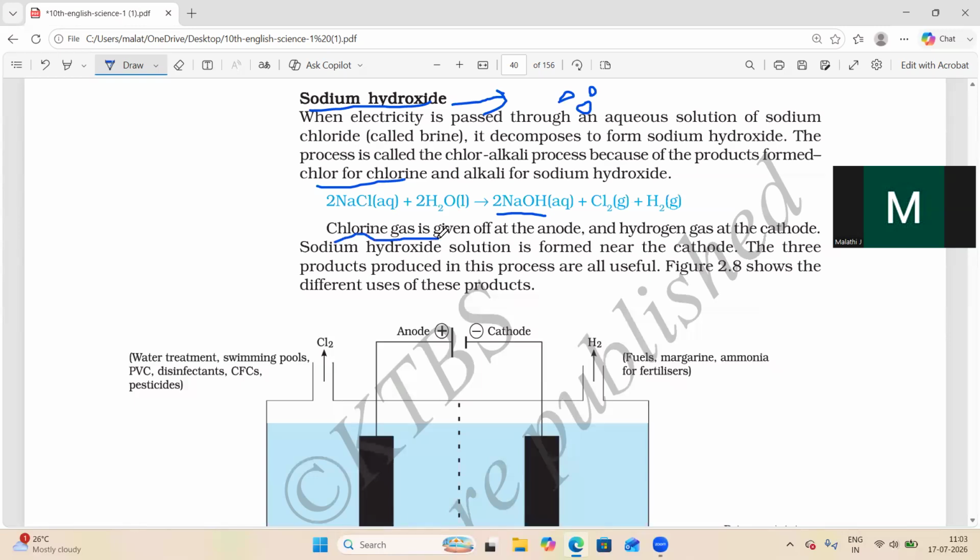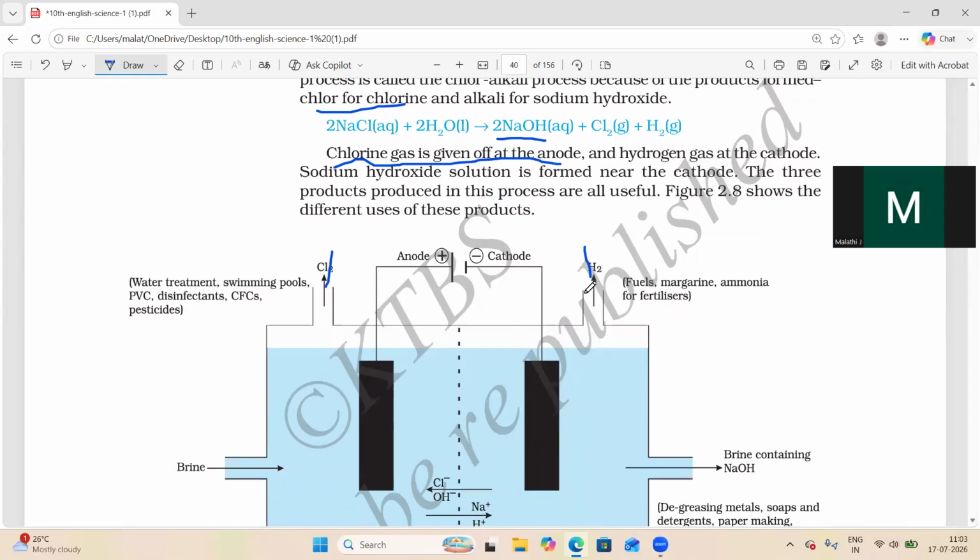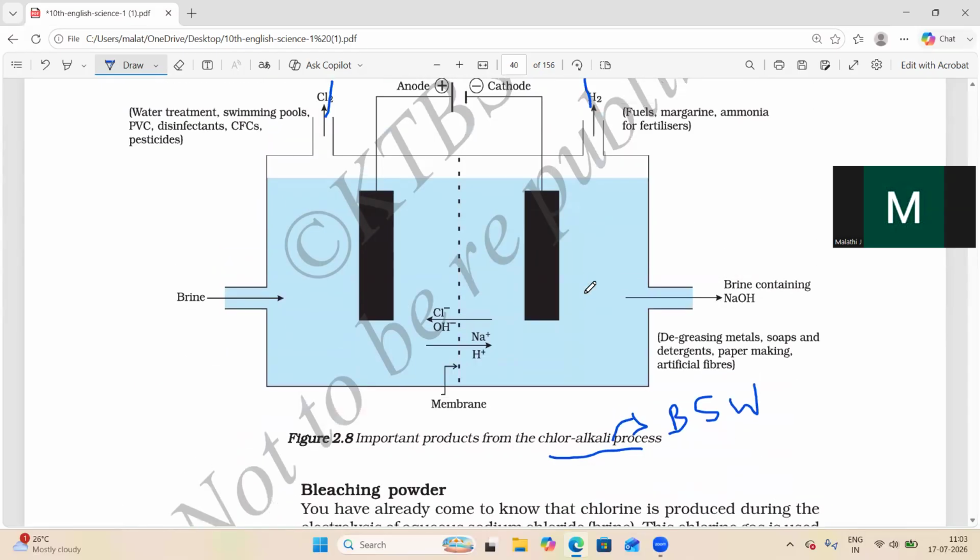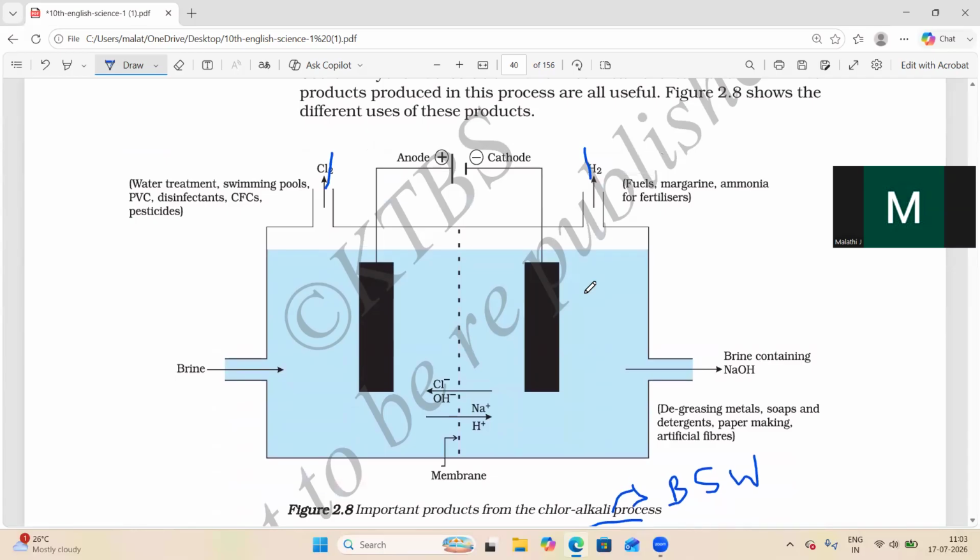Chlorine gas is given off at the anode. See here, chlorine gas will be evolved at the anode side. Hydrogen gas will be evolved at the cathode side. The products are formed in this process. I'll explain this. Here we are using two rods. To prepare by this process, we have to take a raw material, sodium chloride, NaCl.